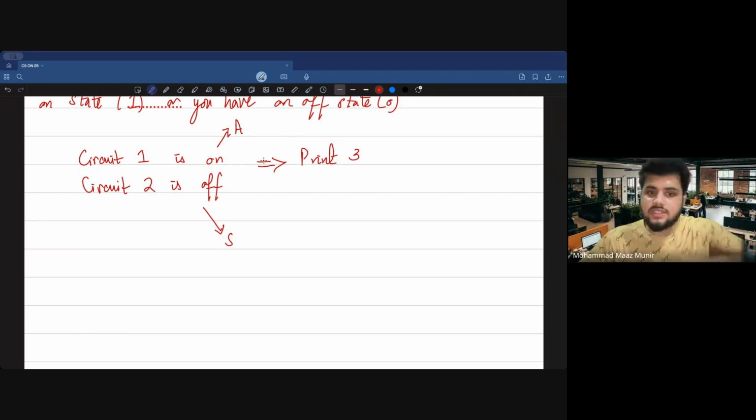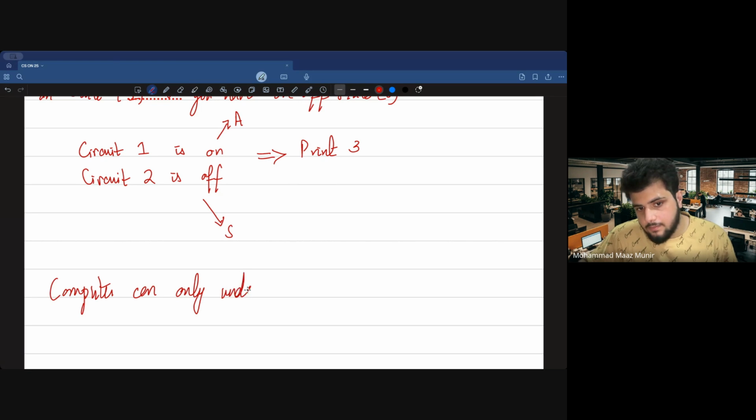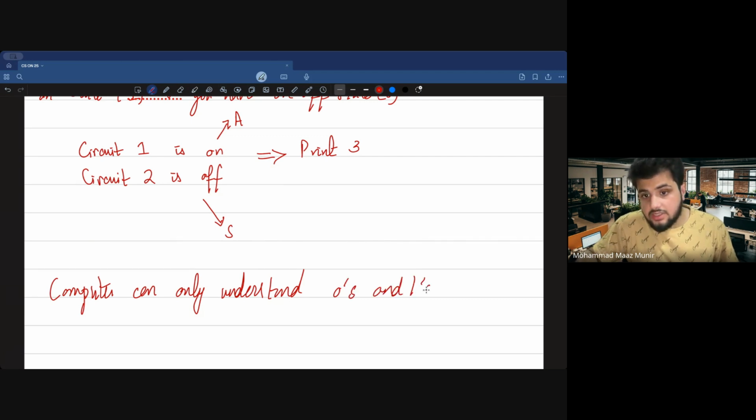If I press A and then I press S, the computer is going to see that circuit number one is turned on, whereas circuit number two has been turned off. Once the computer gets to know this, it will print 3 onto the screen. This is the very basic concept which you all need to understand. From all this discussion, we get to know only one point: a computer can only understand zeros and ones. There is no third concept which the computer can understand. It's either zeros and ones, nothing else.